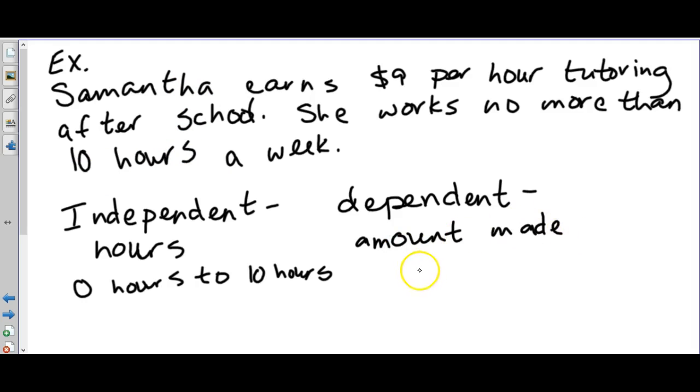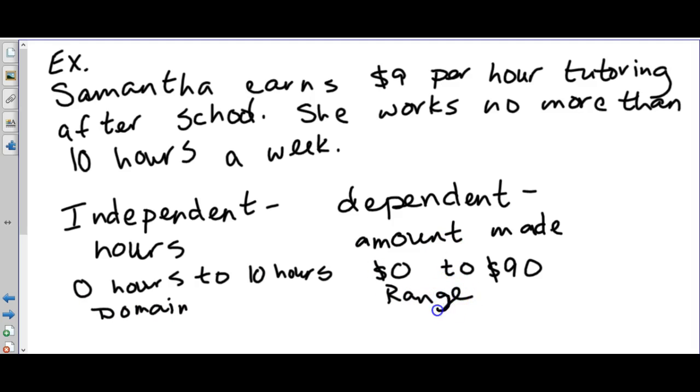So dependent, how much is she going to make? Well, if she works 0 hours, she's not going to make any money, $0. If she works 10 hours at $9 per hour, 9 times 10 is $90. So the range would be 0 to 90. So again, independent was domain, dependent is range.